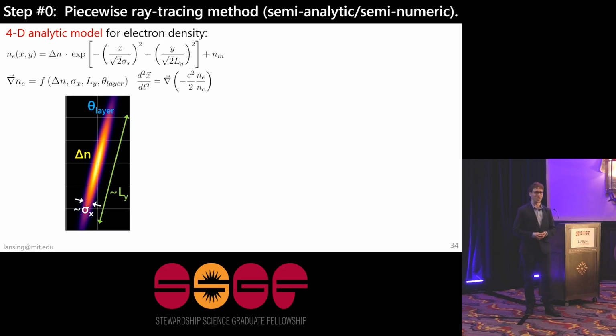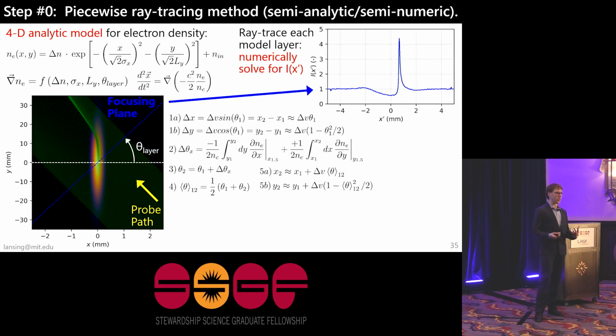If you start with step 0, which is just the background of how I'm going about this, I'm taking a forward model approach where I have a piecewise ray tracing algorithm. It's a semi-numerical, semi-analytical approach. I have an elliptic Gaussian model with 4 parameters: the density jump, width of the layer, length of the layer, and then some small tilt angle between the beam and the layer itself. And then for everywhere in that 4D coordinate space, I can numerically solve for an intensity profile, one example of which you see in the upper right here.